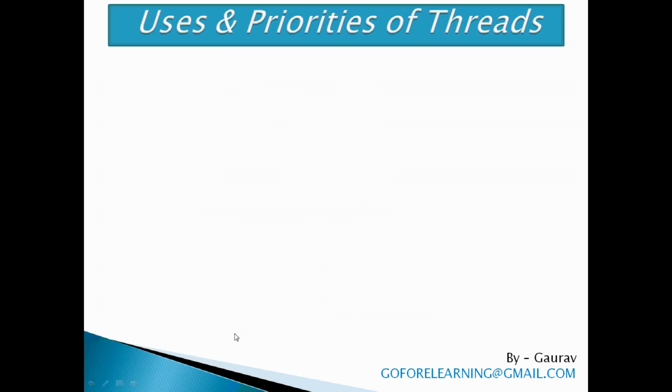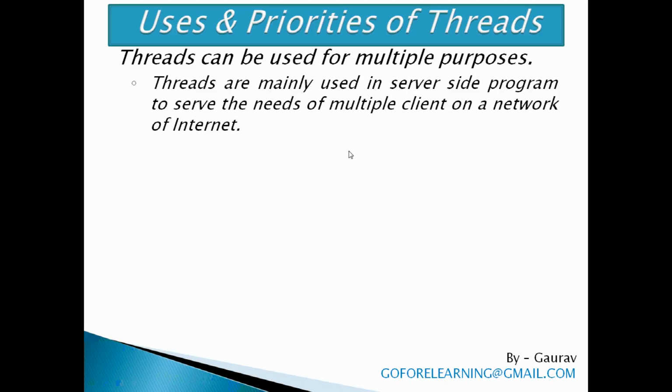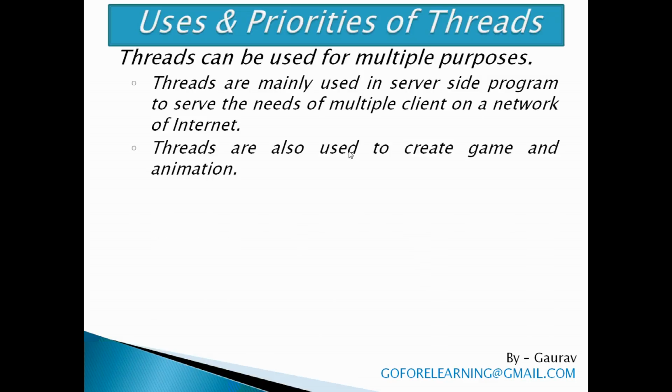Next is uses and priorities of threads. Threads can be used for multiple purposes. Some of the uses of threads are: they are mainly used in server-side programs to serve the needs of multiple clients on a network or internet. Threads are also used to create games and animations.